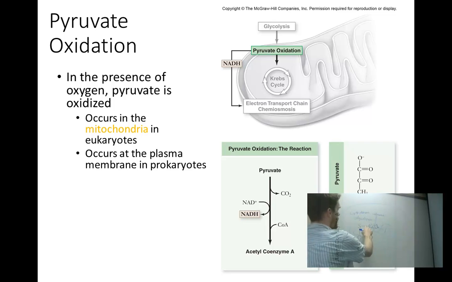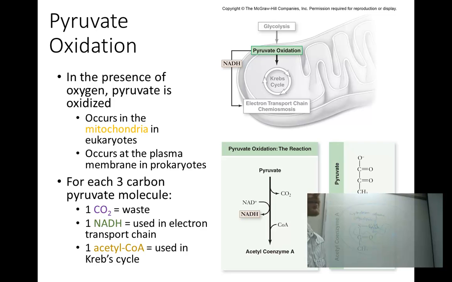It occurs at the mitochondrial membrane in eukaryotes and at the plasma membrane in prokaryotes.